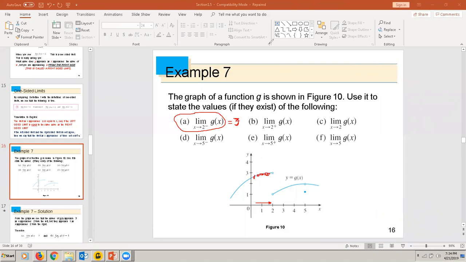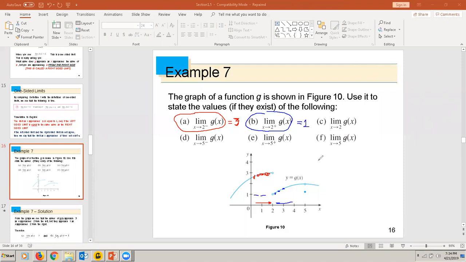All right, let me go to part B of this. Part B says, what about the limit as x approaches 2 from the right side? Well, if I'm coming from the right side, then I'm moving down this curve. I'm going to draw some blue dots to illustrate moving down this curve. See, the y value is getting closer and closer to 1. So this answer is equal to 1.